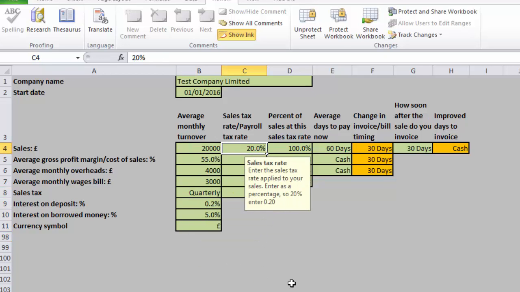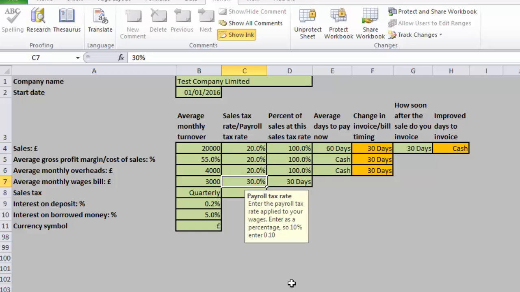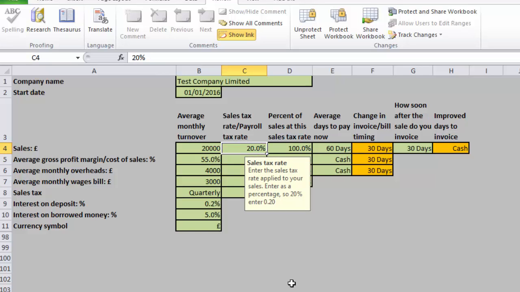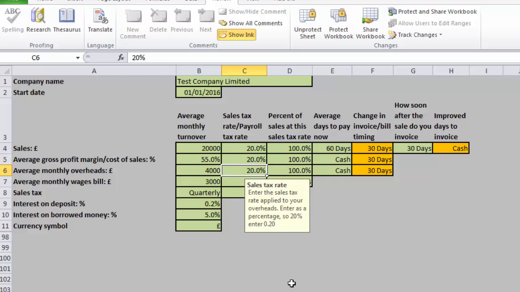If you are registered for sales tax and you have to charge sales tax, and you can then claim it on your inputs, put a percentage in here of what that sales tax amount is. Now if you aren't VAT or sales tax registered, just put 0 in here, and then it just won't take account of that. Quite simple. So these have been put in at 20%, which is what it presently runs at in the UK.